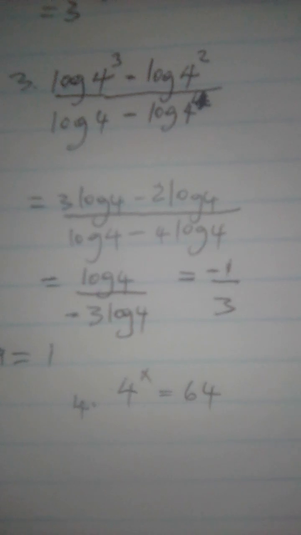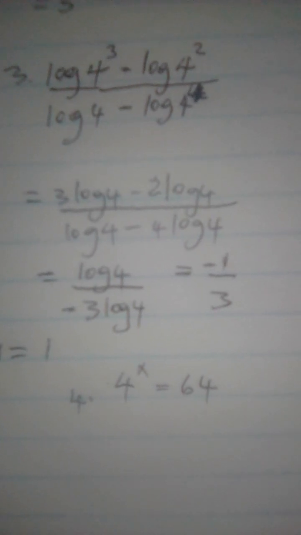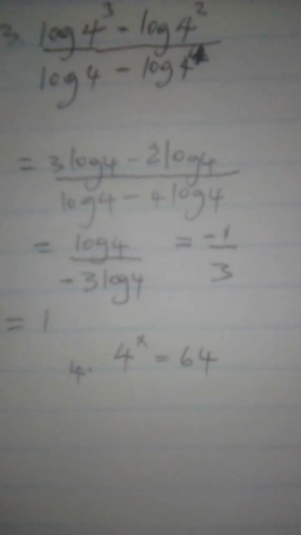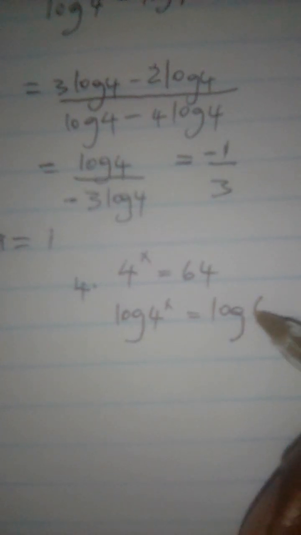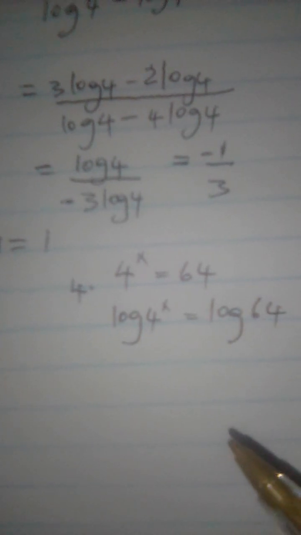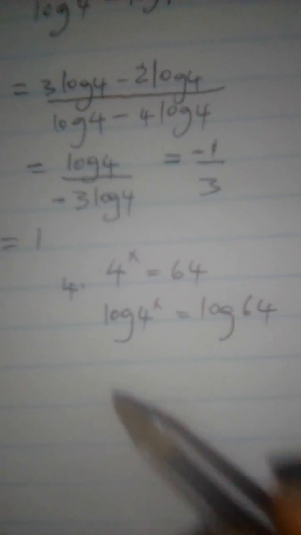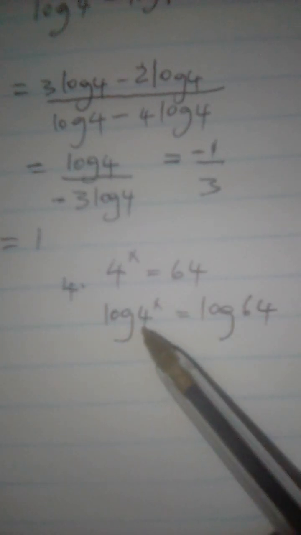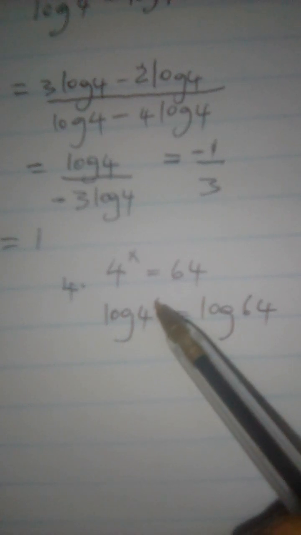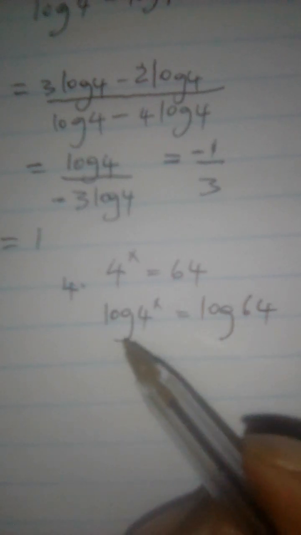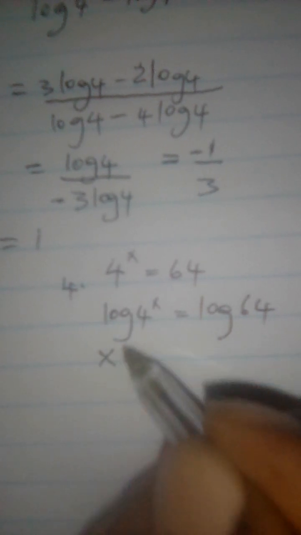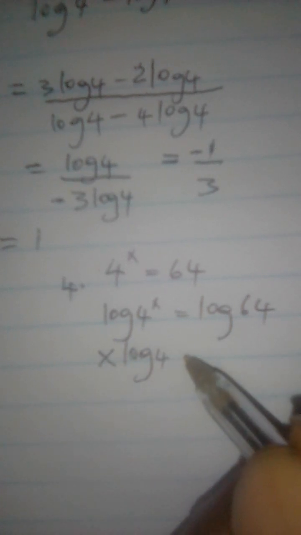So this exponential problem, just because now we are treating logarithms, we're going to introduce logarithms on both sides of the equation. So I'm gonna have log 4 raised to x equals to log 64. And if I have something in the form of log of a raised to b, according to the law of logarithms, I'll bring the b to the front. So in this case, I'll bring x log 4.